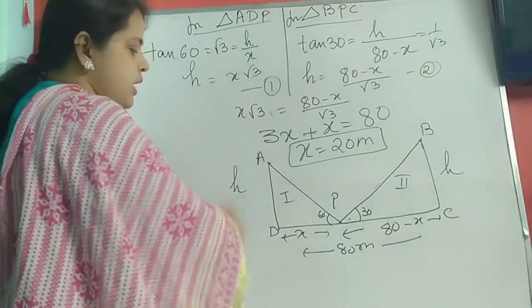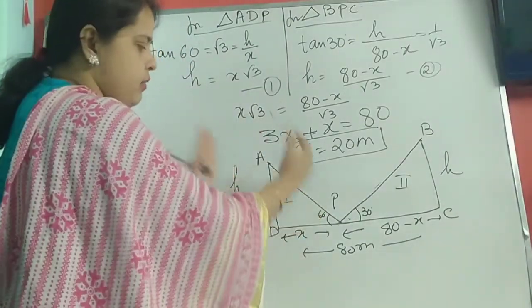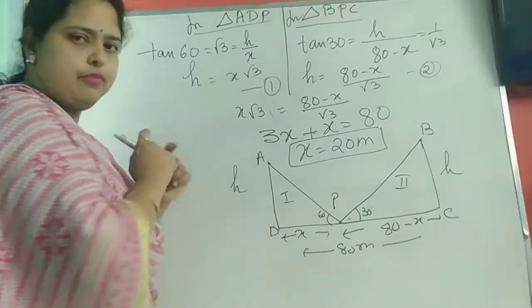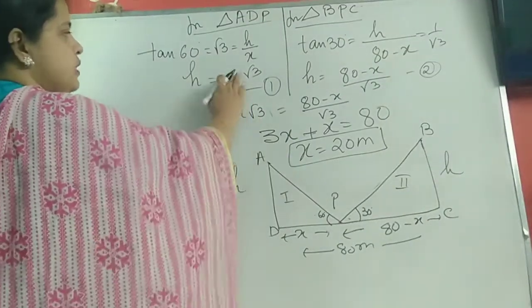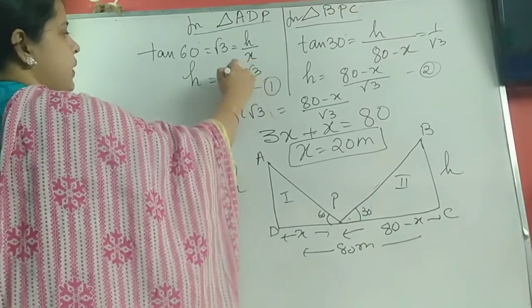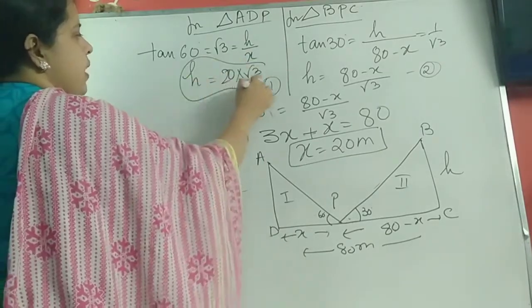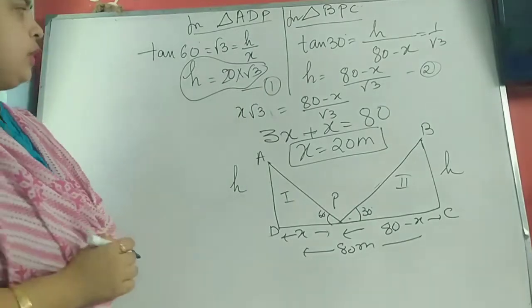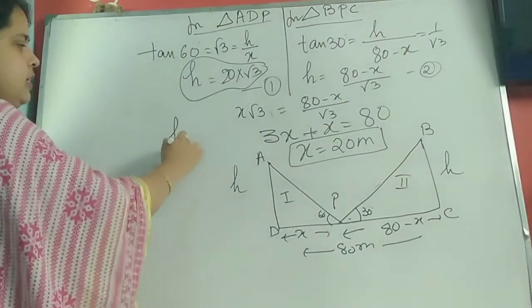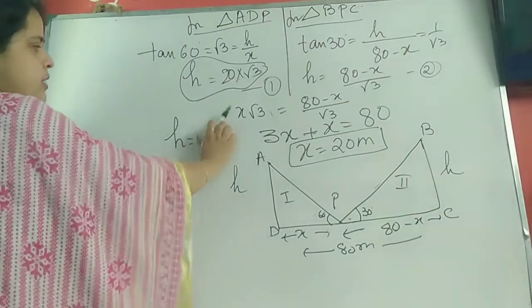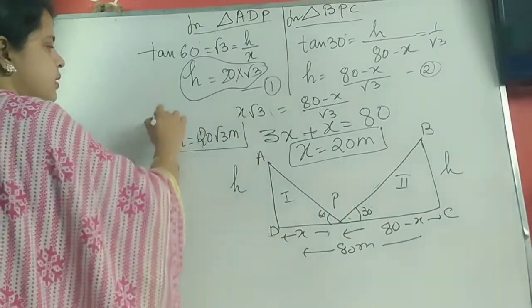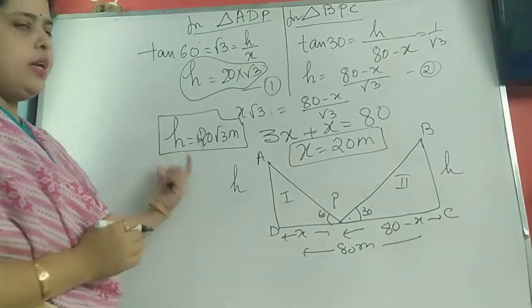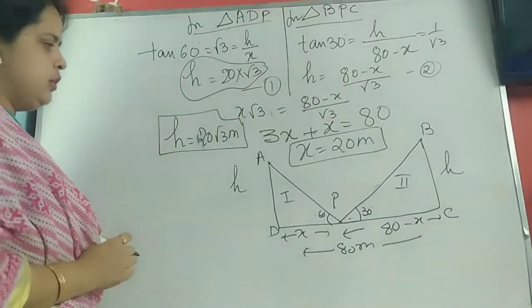Now you can use any one side of the triangle and get the value of h here. How are you going to get it? Suppose you got x as 20, you can substitute 20 here, and here is your required height of the pole. So what you are going to write down? h here is 20 root 3 meter. The height of the pole is 20 root 3 meter.